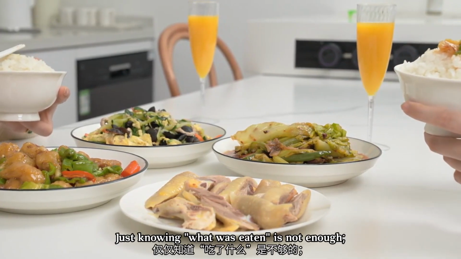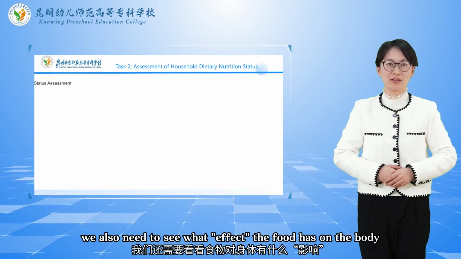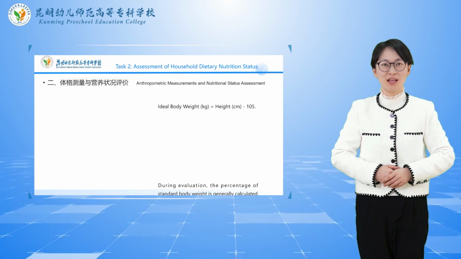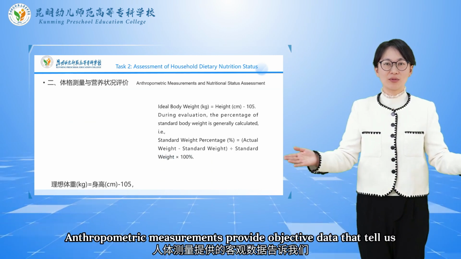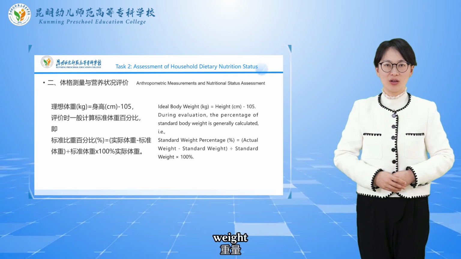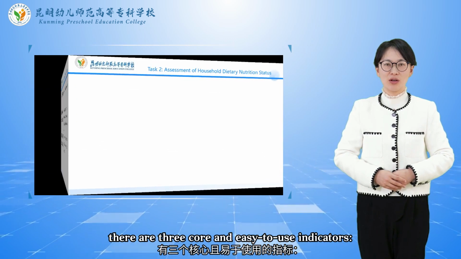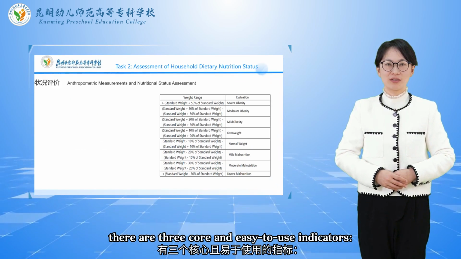Just knowing what was eaten is not enough. We also need to see what effect the food has on the body. Anthropometric measurements provide objective data that tell us about the body's length, weight, and proportions. For families, there are 3 core and easy-to-use indicators.